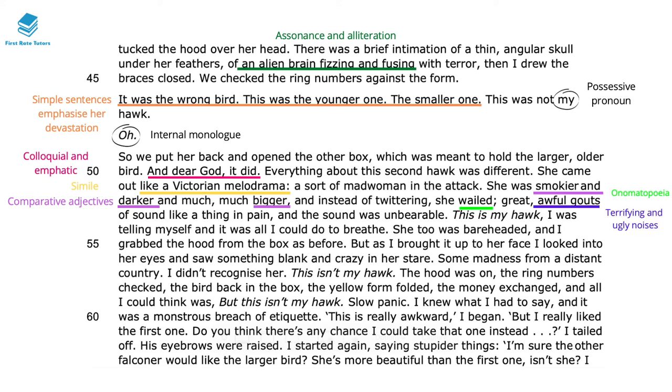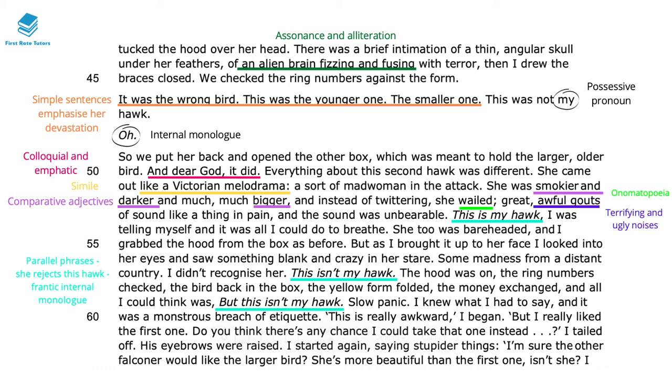to engage. She also emphasizes the terrifying and ugly noises that it makes by describing the awful gouts that this hawk emitted. Again, she really feels like this is a massive mistake. This is not meant to be her hawk. This is further emphasized when she says, "This is my hawk. This isn't my hawk. But this isn't my hawk." And of course, this is italicized.